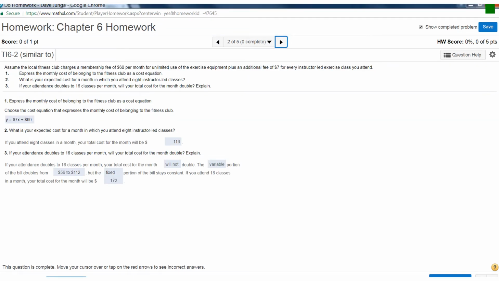This is chapter 6, homework problem number 2. We've got, it says, assume the local fitness club charges a membership fee of $60 per month. That, guys, is a fixed cost. And then it says, for unlimited use of the exercise equipment plus an additional fee of $7 for every instructor-led exercise class. That essentially is a variable cost per unit.